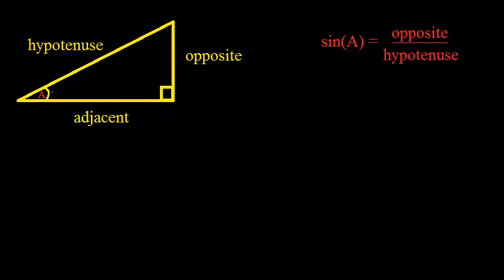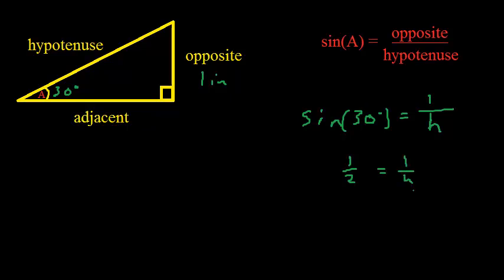So if I know that A is 30 degrees, and I know that the opposite side from it is 1 inch in length, I can then calculate the length of my hypotenuse knowing the sine of the angle. I know that the sine of 30 degrees then should be its opposite length, 1, over the length of the hypotenuse. We'll call that h for now. So the sine of 30 degrees is 1/2, and that is equal to 1 over h.